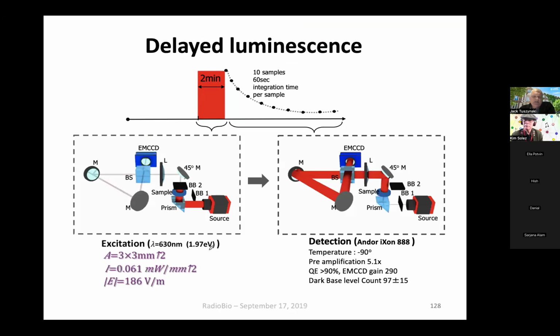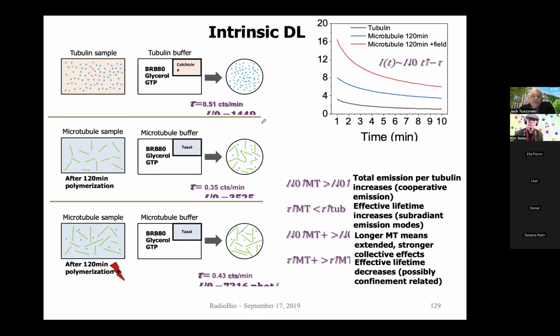That's the technical representation of the laser system used. There was excitation. This is the cross-sectional area, 3 by 3 millimeters squared. The intensity of the laser light was not very high, corresponding to electric fields of about 200 volts per meter, rather weak. And then there's a detection apparatus, basically photon counting.